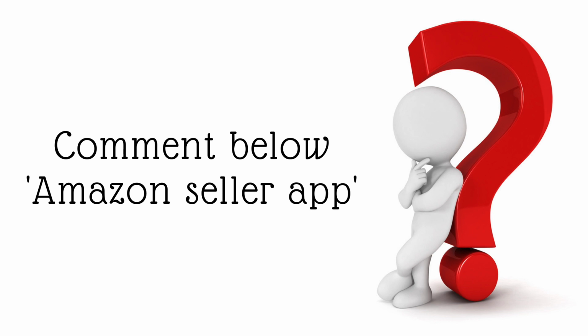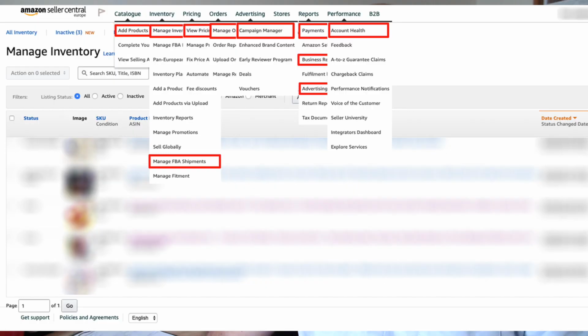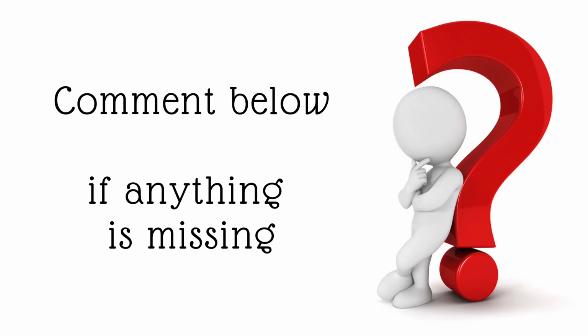Things like customer messages, sales and other bits and pieces you will most probably be managing through your Amazon Seller app, and if you are interested in seeing a walkthrough video on that, make sure to comment below with Amazon Seller app. I personally feel that these 10 sections are everything you need as a new Amazon seller. But if you feel something is missing, please comment below now.